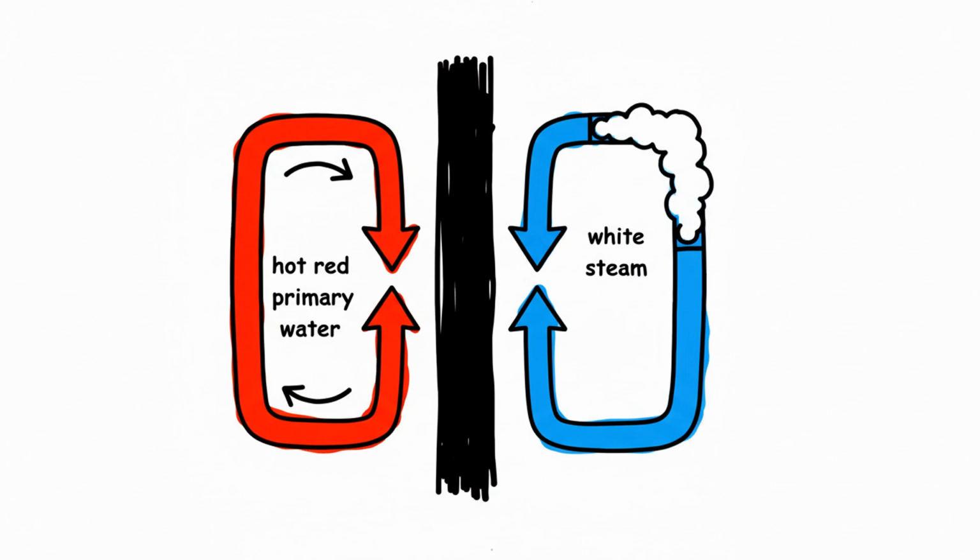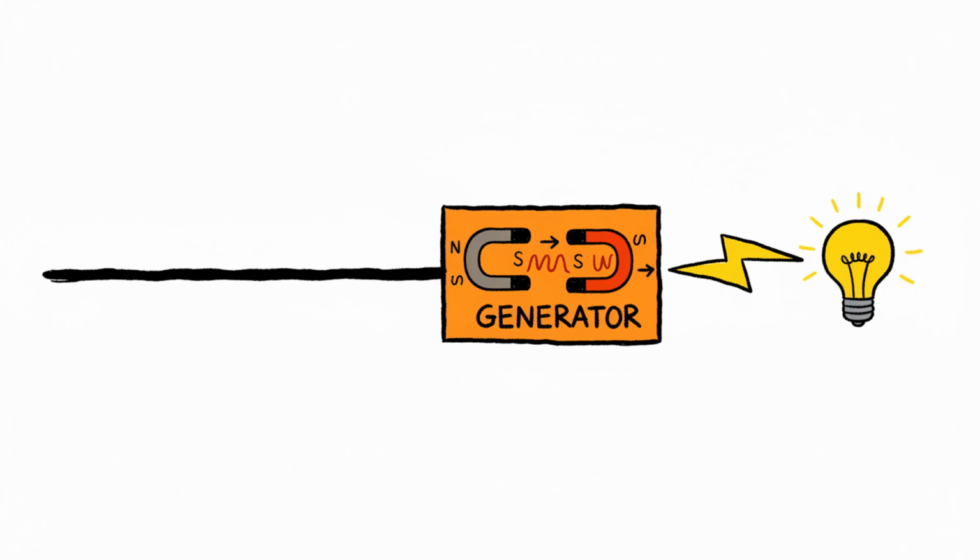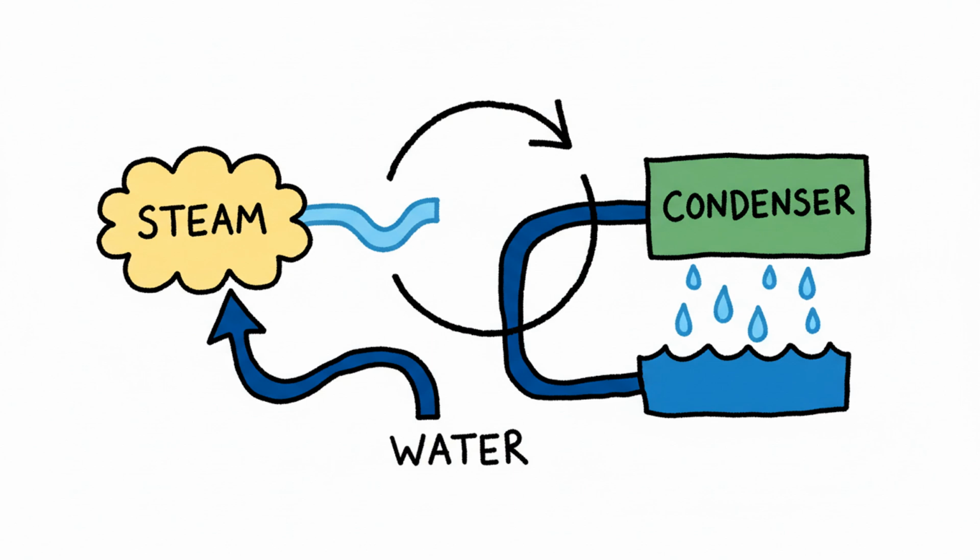In a common type called a pressurized water reactor, water flows through the reactor core under high pressure so it does not boil. It becomes very hot, then passes through a steam generator, where it heats a separate loop of water. The second loop turns into steam. The steam rushes through turbine blades, making them spin. The spinning turbine turns a generator, and the generator produces electricity by moving magnetic fields near coils of wire. After leaving the turbine, the steam is cooled back into water in a condenser and used again.